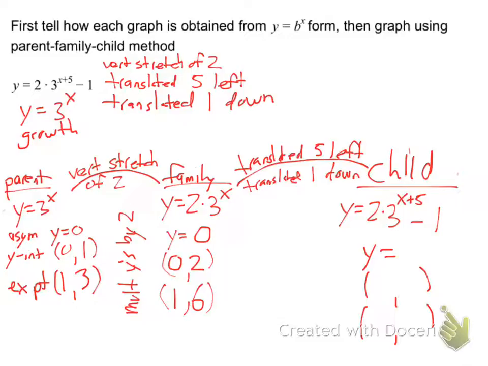Now wait a minute. What does it mean to be moved 5 left? That affects what? x's. Left and right is x. So what am I going to do to all my x values? Minus 5. Is there an x value associated here? Not with y equals, that's y. And so, now, 0 becomes negative 5. 1 subtract 5 is negative 4.